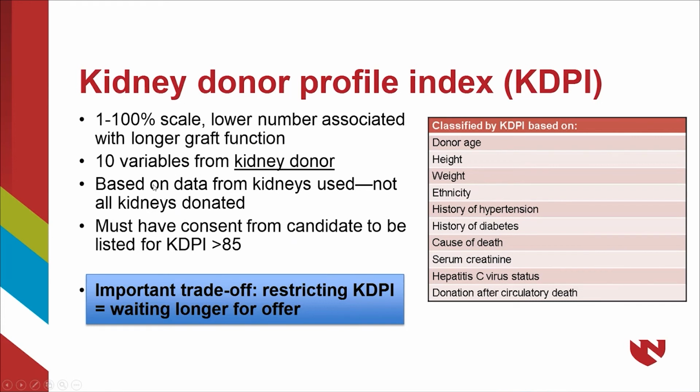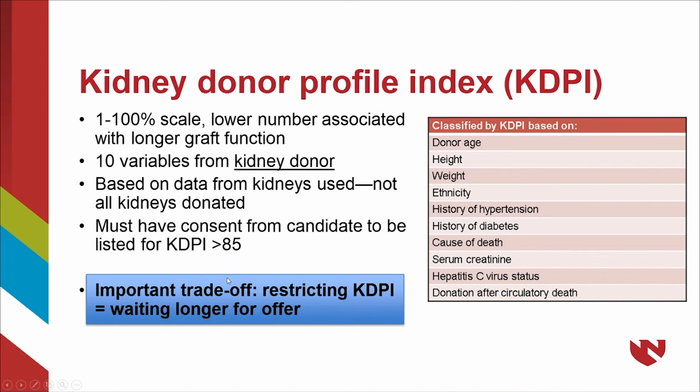It's also important to know that this data is based on kidneys that are used for transplantation, not just all kidneys donated. And this is important because while it is true that kidneys with a higher KDPI are expected to not work as long, they still are good kidneys and can be very important for getting individuals off of dialysis. That being said, transplant centers must have written consent from patients before making them eligible for offers from kidneys with KDPI greater than 85.